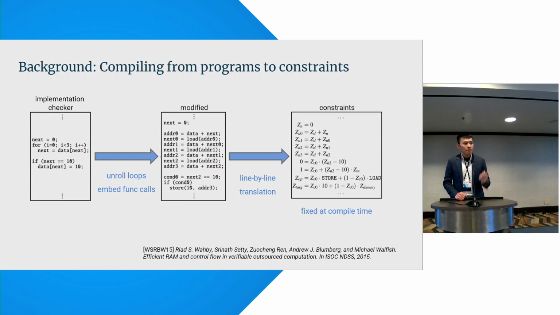What this entire process tells us is that the time complexity of the program will be the dominant factor in deciding the size of constraints. If the checker can run asymptotically faster than the implementation, it is almost always guaranteed that it will produce fewer constraints.